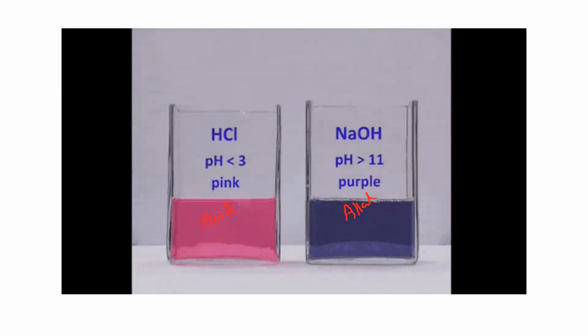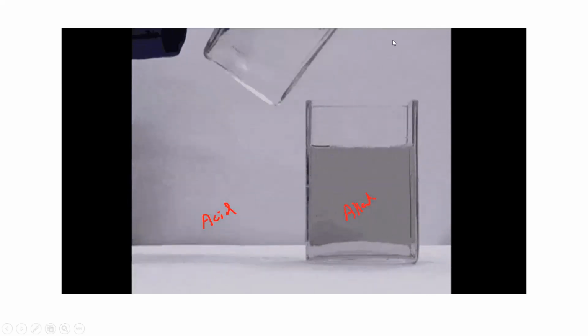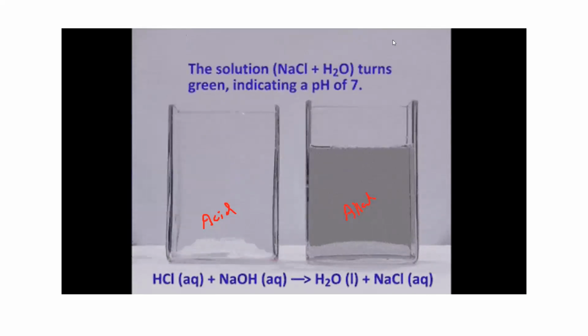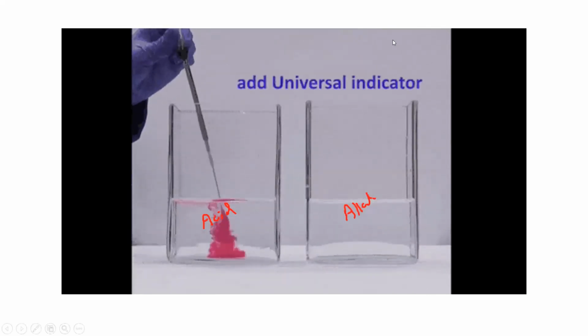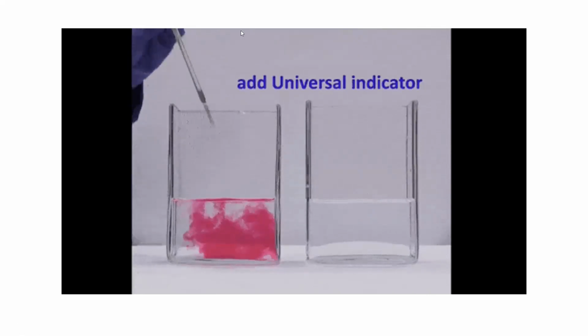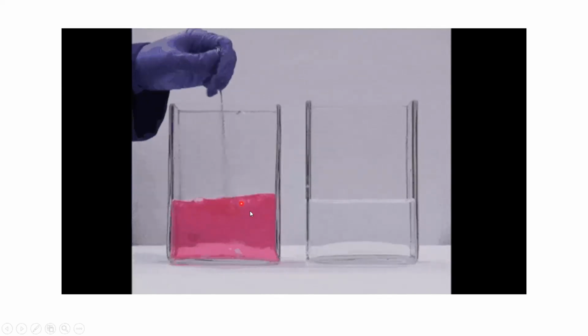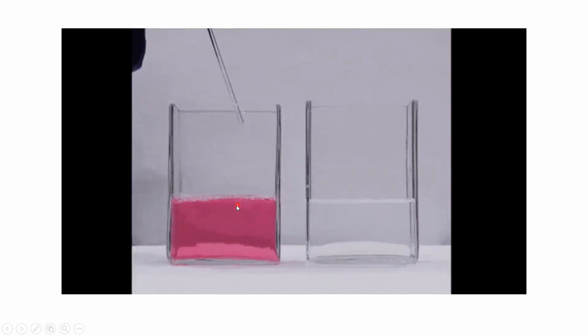As you can see, when we add universal indicator, a strong acid ionizes completely, whereas a weak acid ionizes partially. What happened in the beginning here: first when we add an indicator on the left hand side, we have an acidic solution. So this solution is acidic. When we stir thoroughly, it mixes.